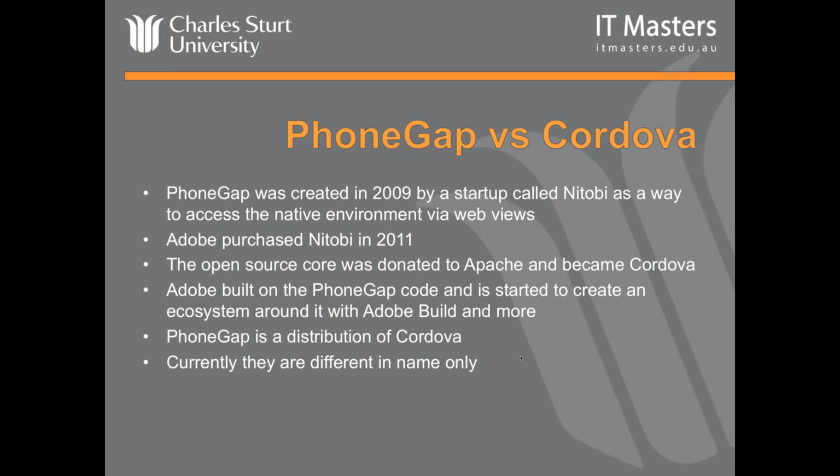Now, PhoneGap really is a distribution of Cordova. It's been split, and it's just another version, really, but currently it's exactly the same. Now, the way that it's going to change going forward is Adobe's going to build a bit of an ecosystem around it. So one of the first pieces of software that's working with this is Adobe Build, and this is their cloud-based compiler. But as far as we're concerned, all you need to worry about is Cordova and PhoneGap are the same, and Adobe has PhoneGap. So that's the only thing that we really need to worry about.